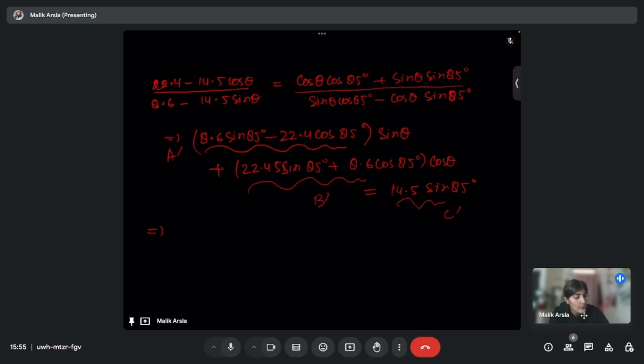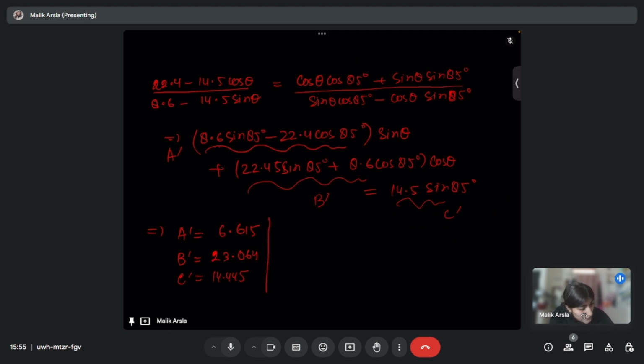Now let's evaluate a dash. Can you tell me what is the value of a dash? It's 8.6 sine 85 minus 22.4 cos 85. So it is coming out to be 6.615. I have already calculated it. And b dash is 22.45 sine 85 plus 8.6 cos 85, so it will come out to be 23.064. And c dash is coming out to be 14.445.